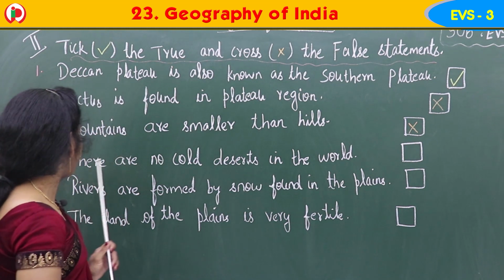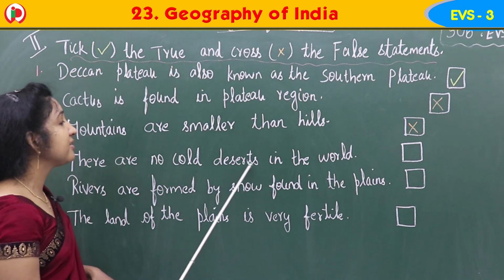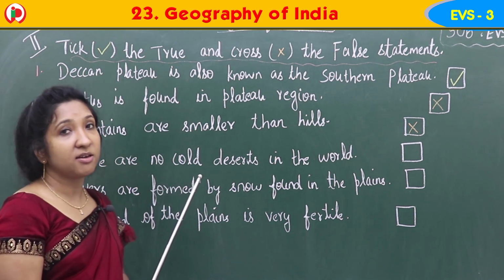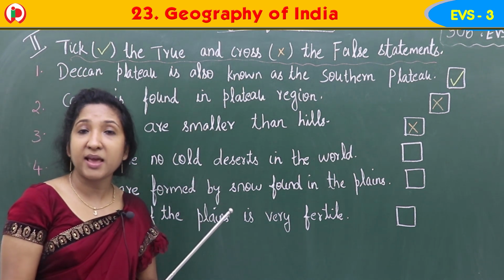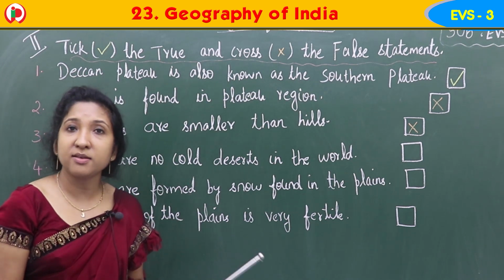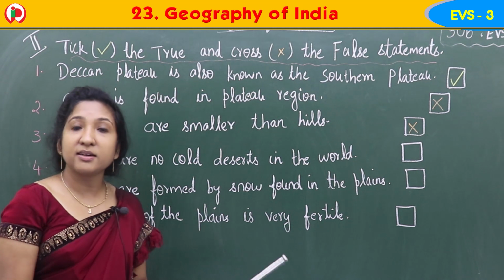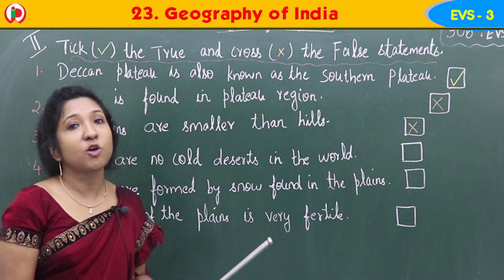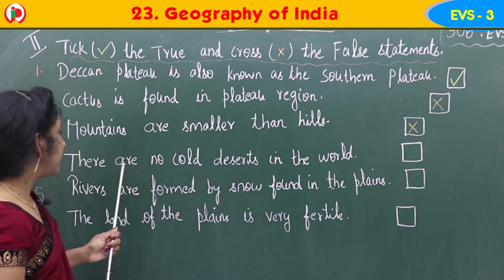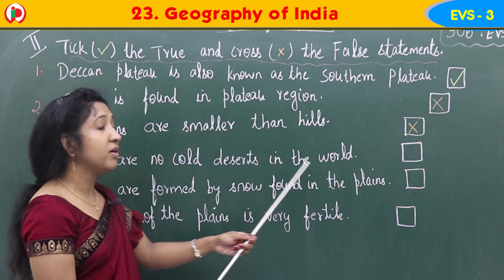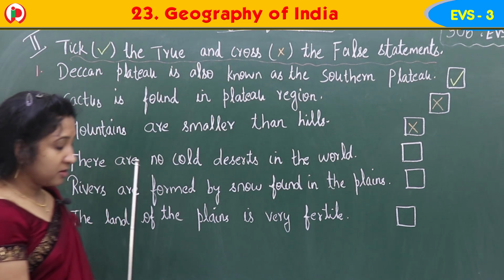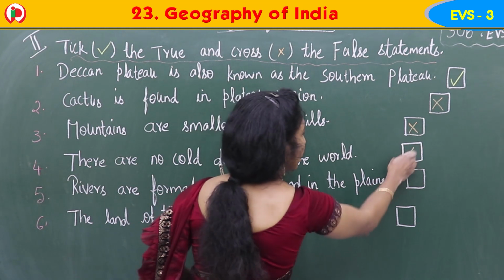Yes. Now the fourth one, there are no cold deserts in the world. There are 4 major types of desert we learned: hot and dry, semi-arid, coastal desert and cold desert. So there are cold deserts, isn't it? And we learned about the largest cold desert called Antarctica. So the statement there are no cold deserts in the world is a false statement. So you can give a cross mark here, cross.